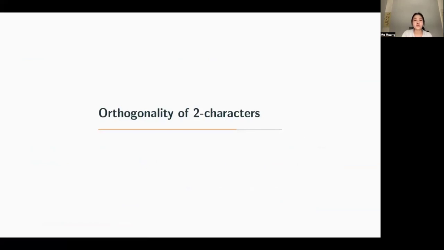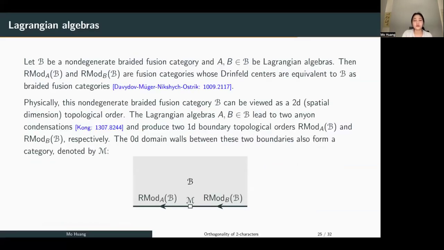Okay, now let's go into the third part, orthogonality of 2-characters. At first, we mentioned that chi_V is a Lagrangian algebra in the Drinfeld center of Vec_G. Now we look at a lemma on Lagrangian algebras. Let B be a non-degenerate braided fusion category and A, A' be Lagrangian algebras in B. Then these module categories are fusion categories whose Drinfeld centers are equivalent to B as braided fusion categories.